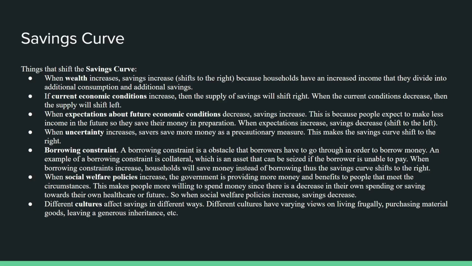Next, we have social welfare policies. When social welfare policies increase, the government is providing more money and benefits to people that meet the circumstances. This makes people more willing to spend money since there is a decrease in their own spending or saving towards their own healthcare or future. So when social welfare policies increase, savings decrease.